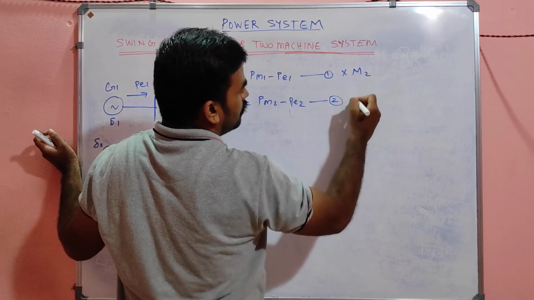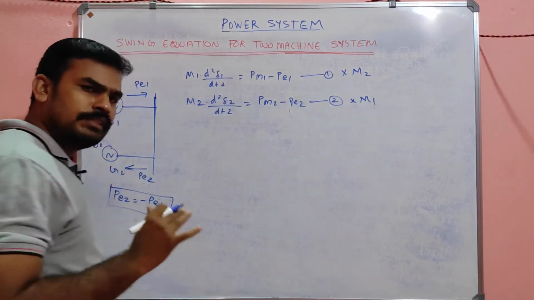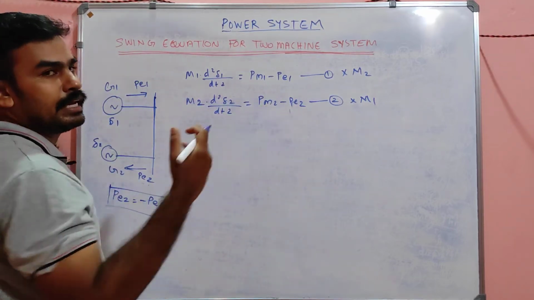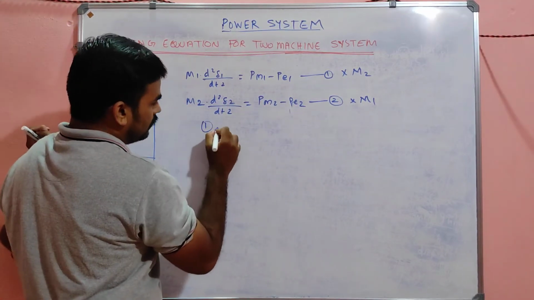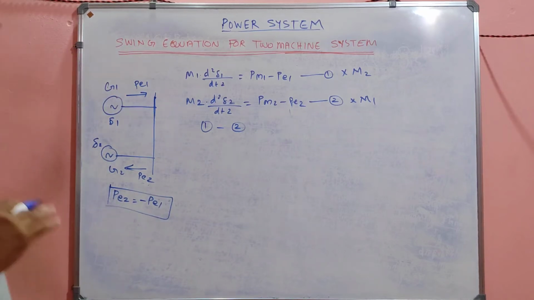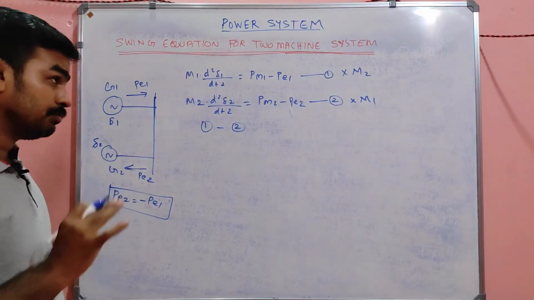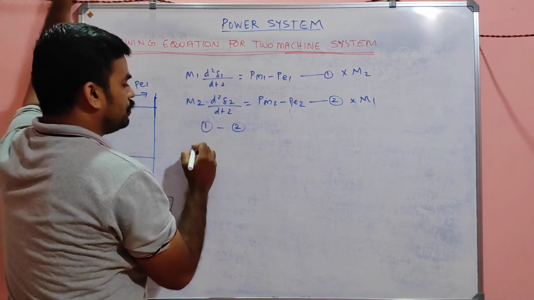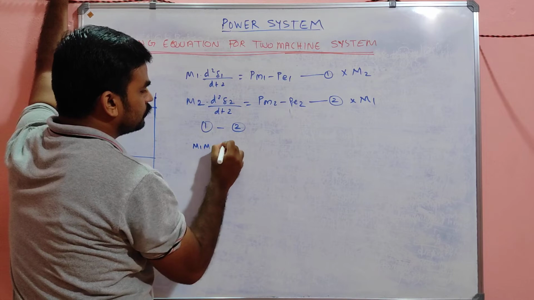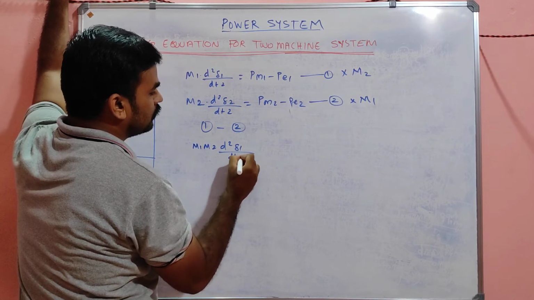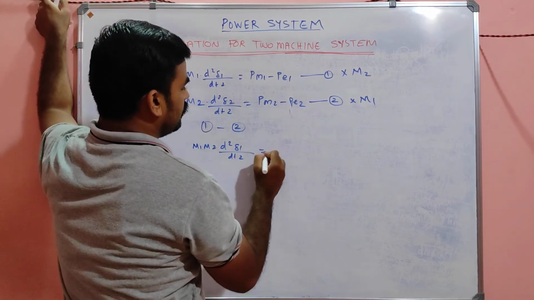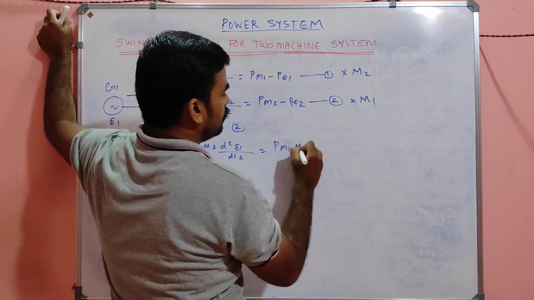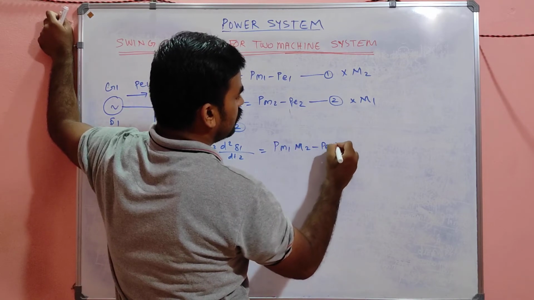Multiply it with the capital M2 and multiply it with the capital M1. Simple. And I have to subtract 1 from 1 minus 2. I am doing this operation now. So what will be the result? We will do step by step. So M1 M2 d square del 1 by dt square equal to Pm1 into M2 minus Pe1 into M2.